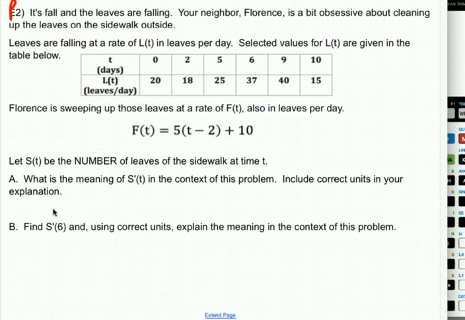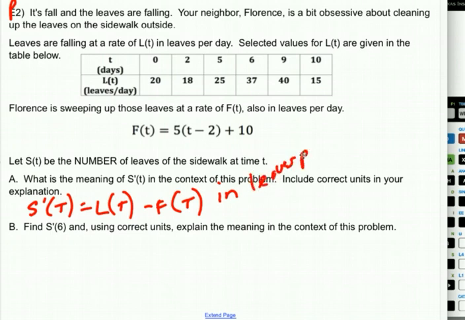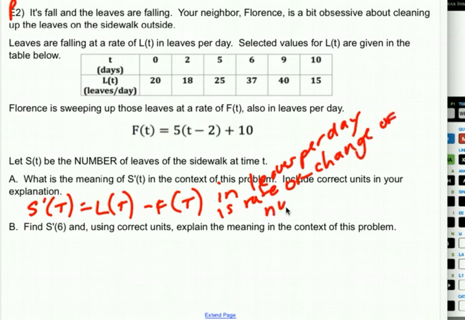Okay, so S prime of t. S prime of t is going to be the rate the leaves are falling, L of t, minus the rate that Florence is sweeping them up, F of t, right? And it's going to be in leaves per day. So S prime of t is the rate of change of the number of leaves on the sidewalk. So it's not the number, it's the rate at which it's changing.